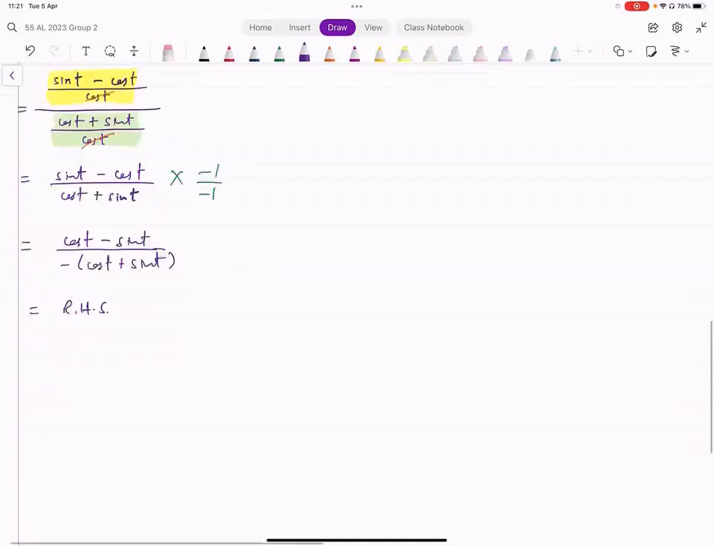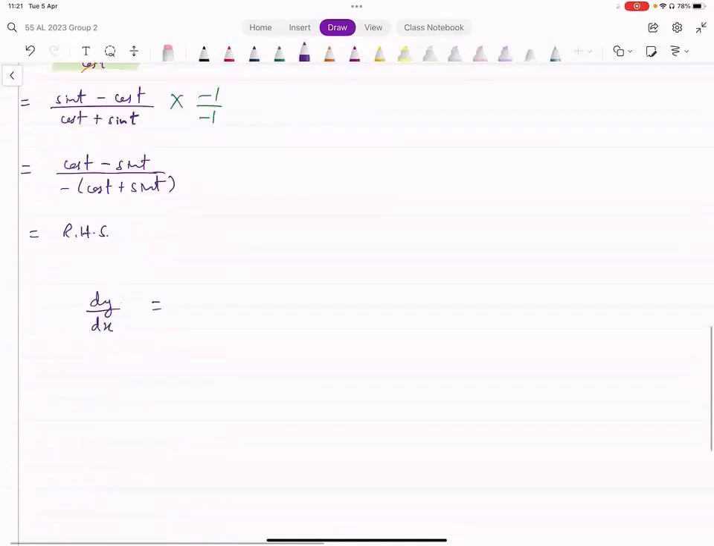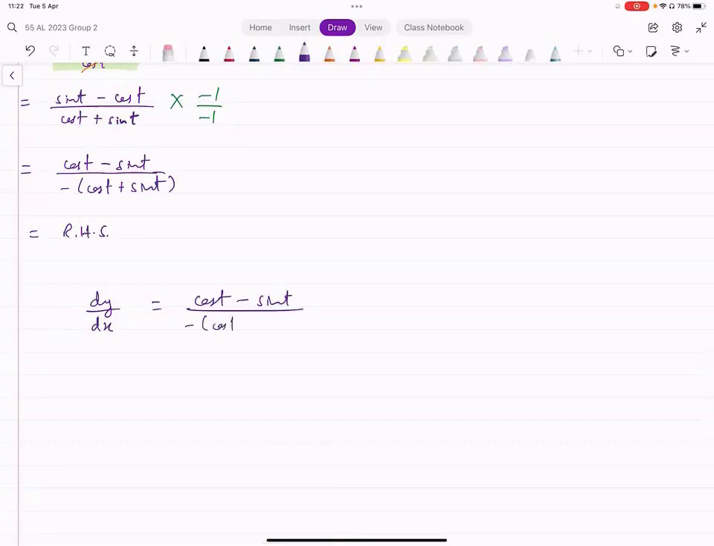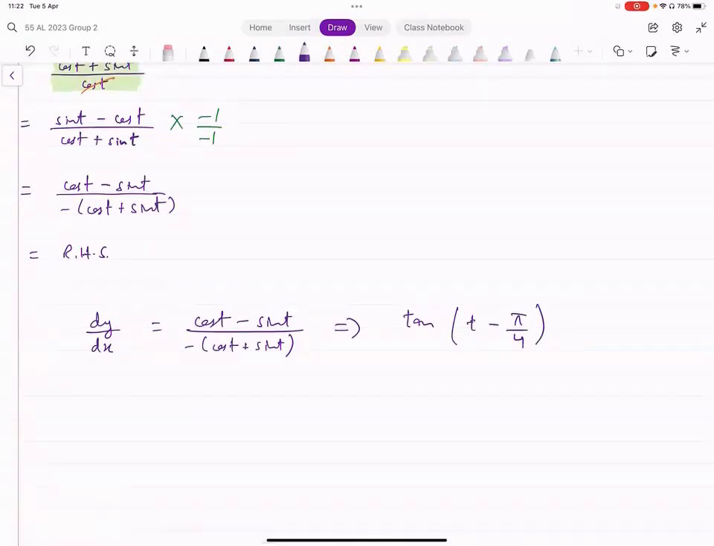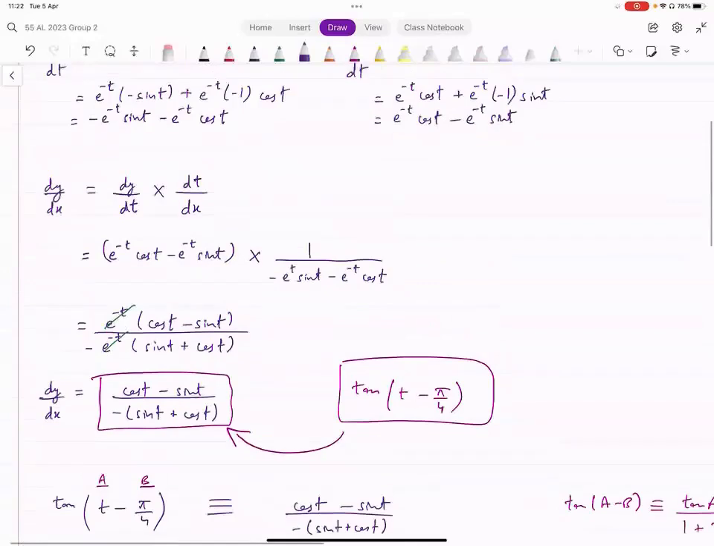So what have we got? We have got that the dy over dx, that was what we found, was cos t minus sin t divided by minus cos t plus sin t. That's the same thing as saying tan of t minus pi over 4. We have shown that. Is that clear to everyone? You could do it the other way around, but that's going to be quite complicated.